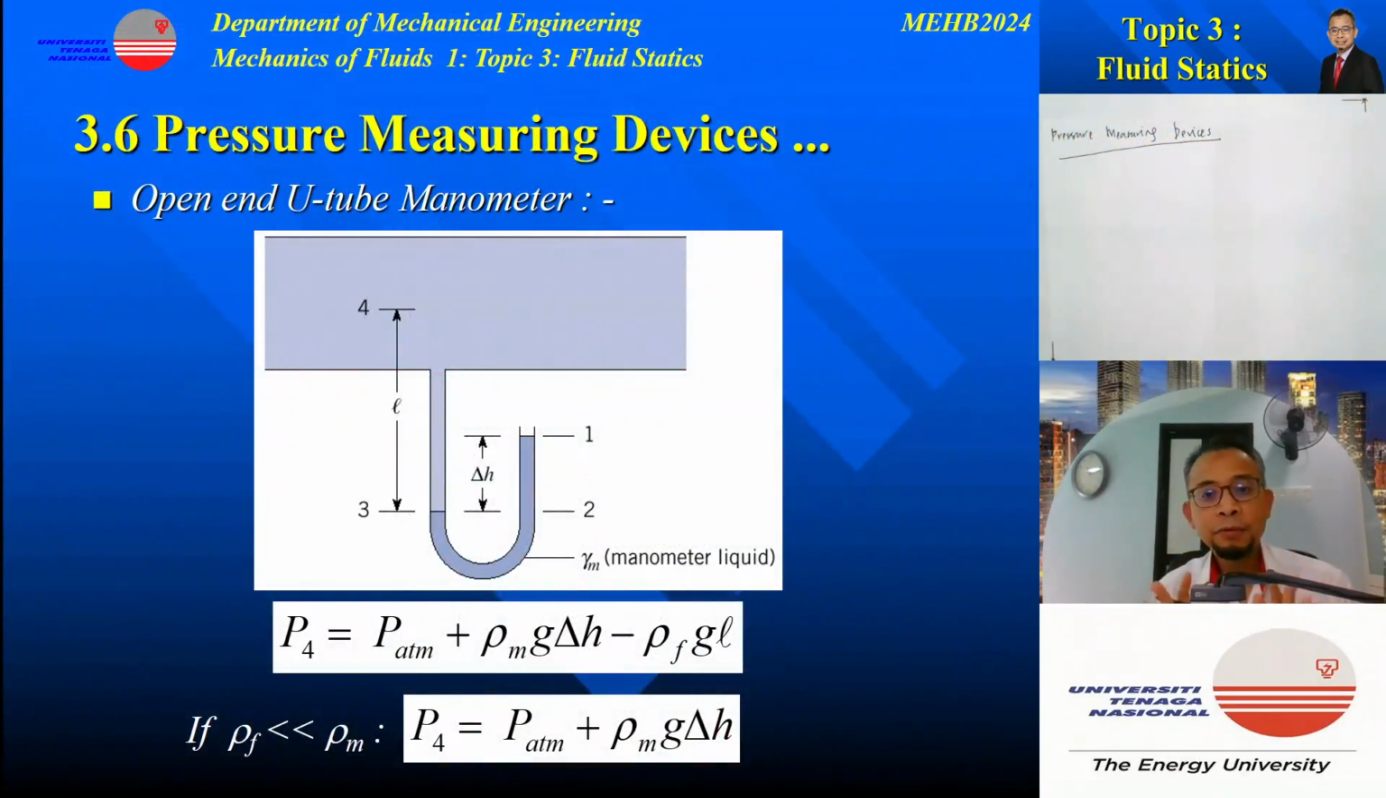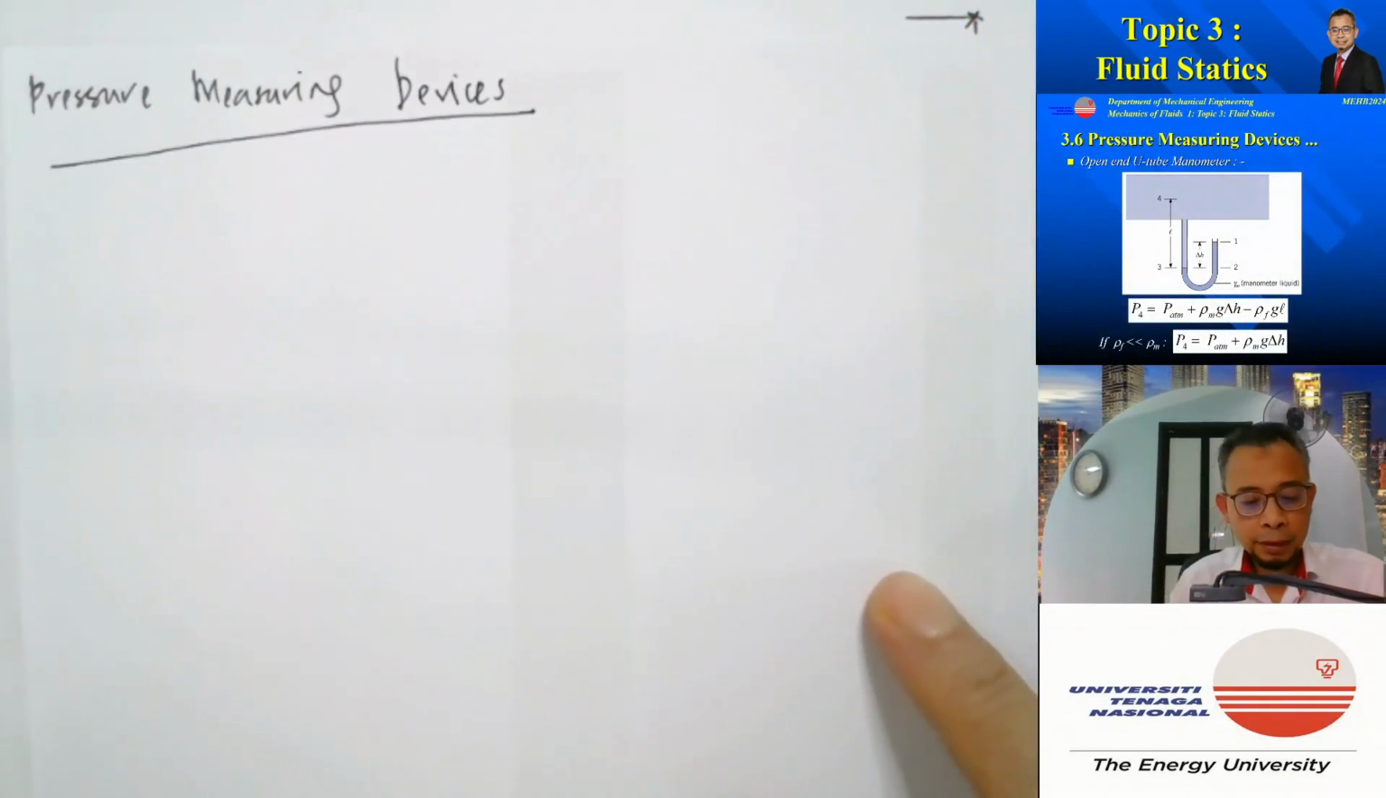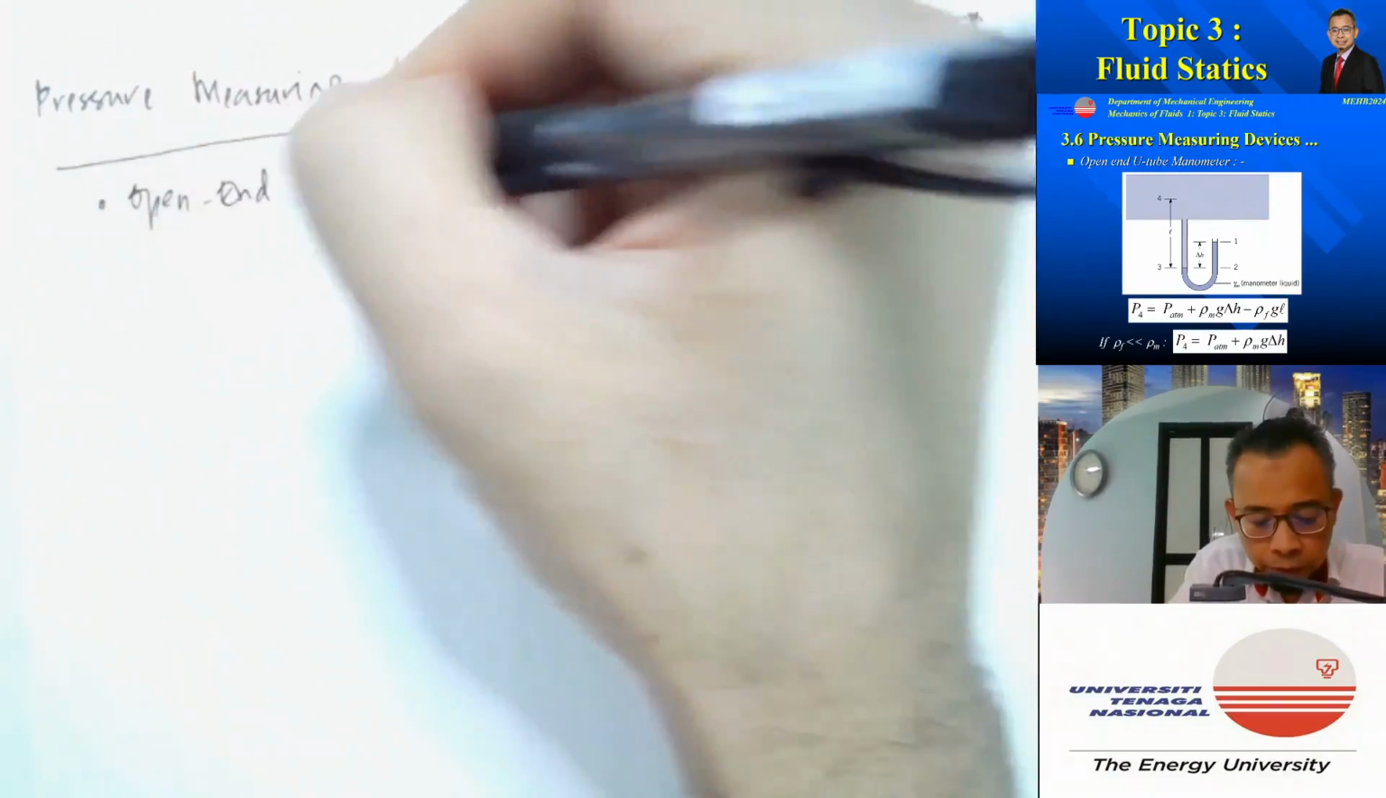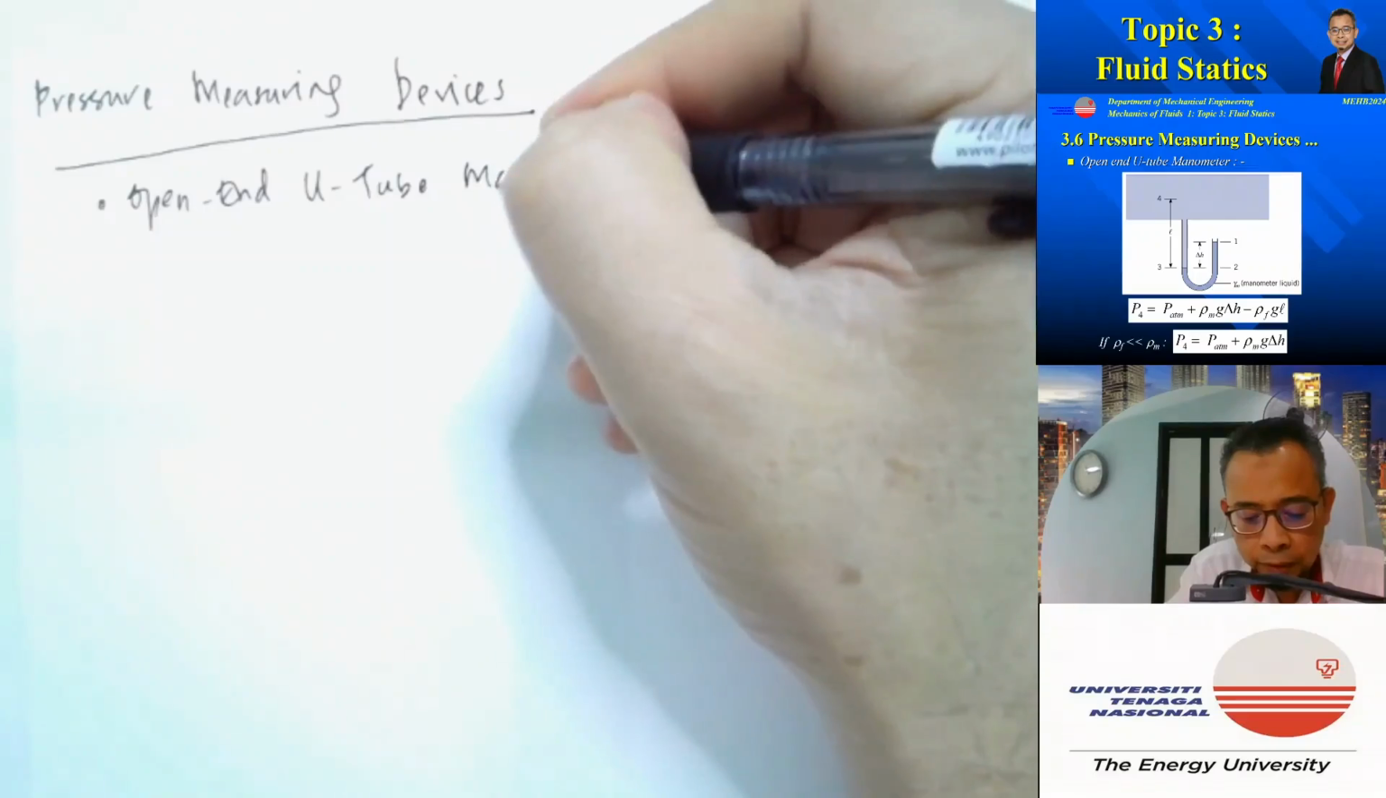Okay, the next one that we looked at is the open-end U-tube manometer. It is slightly more complicated compared to a piezometer, because now we can drill a hole, for example, at the bottom. It consists of a tube, and then after that, a U-tube, which contains a manometer liquid. So let's consider an open-end U-tube manometer.